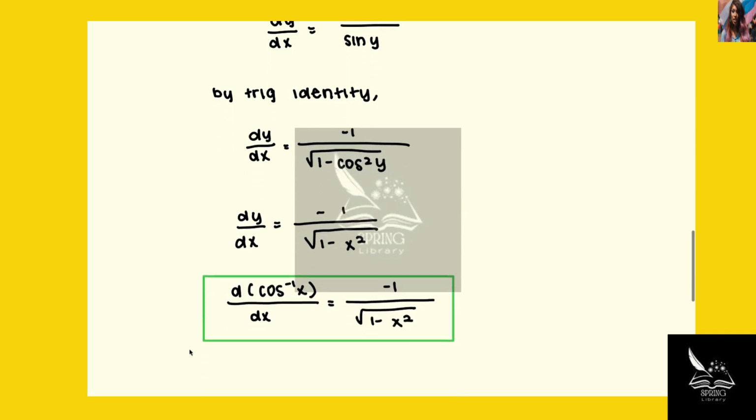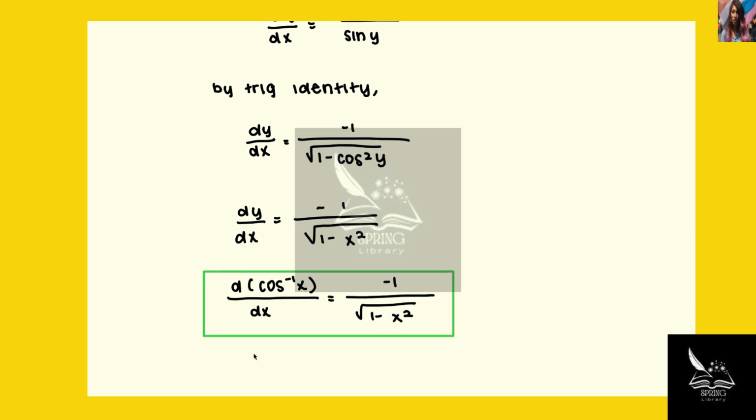So then we can say that the derivative of the inverse cosine of x with respect to x is negative 1 over the square root of 1 minus x squared. And that was our goal. That's what the problem told us we needed to do.